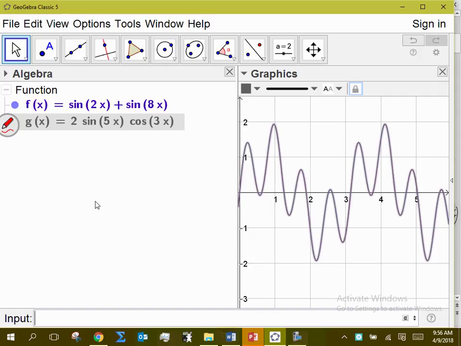Tomorrow, tie up any loose ends right now, 7-3, and then start solving equations, trigonometric equations.